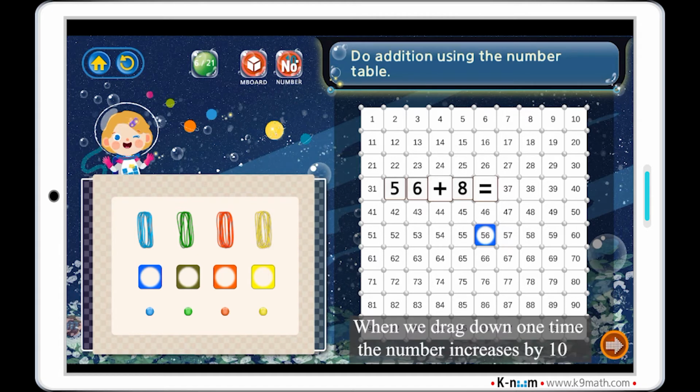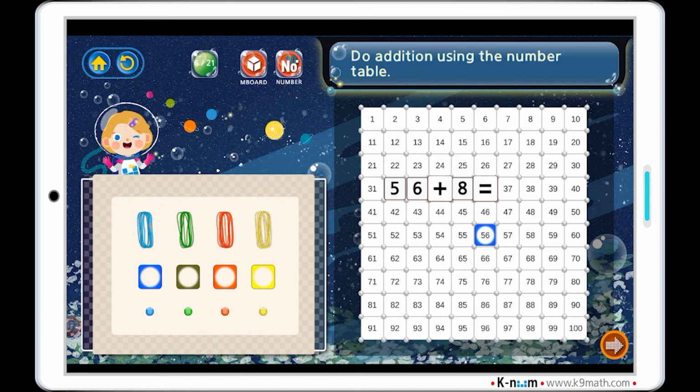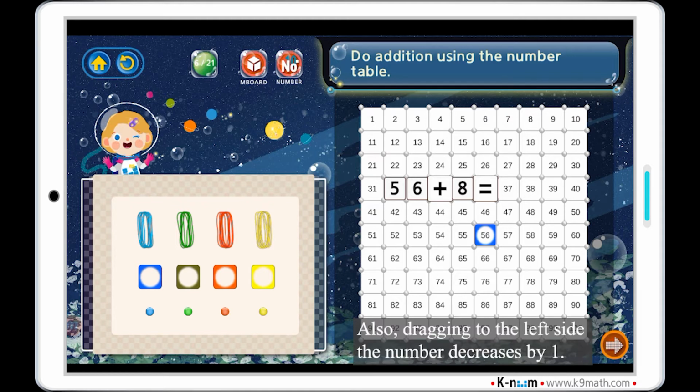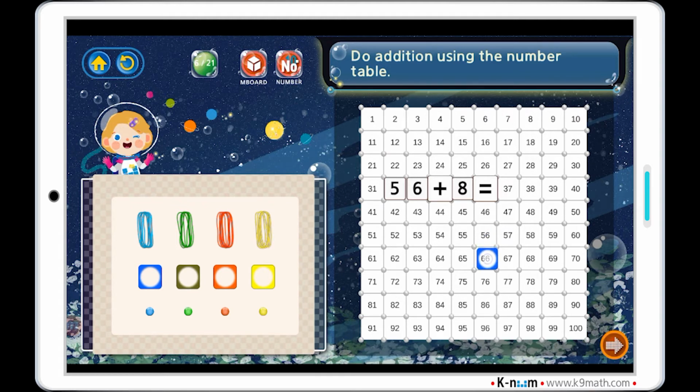When we drag down one time the number increases by 10. 56 plus 8. We round 8 to 10, then subtract 2. Also, dragging to the left side the number decreases by 1. 64.